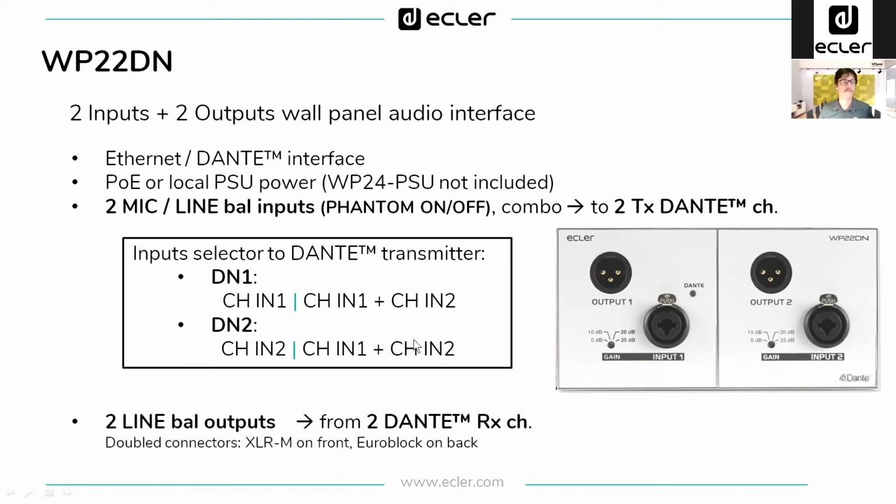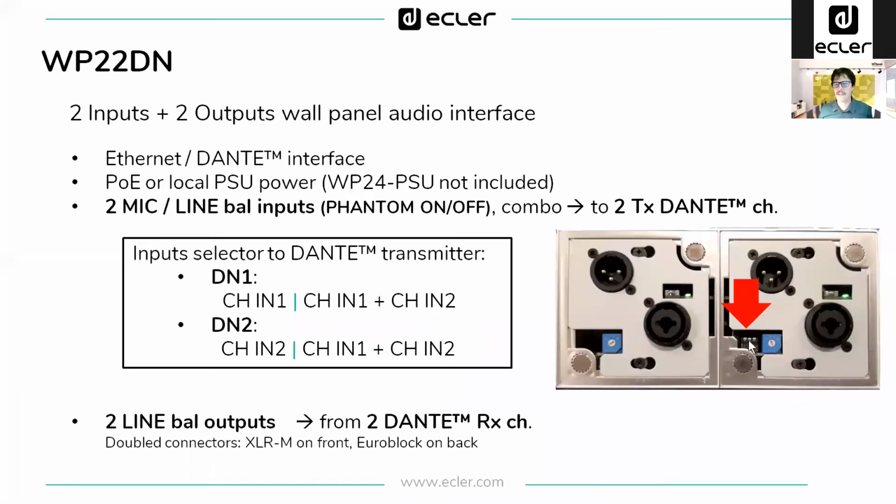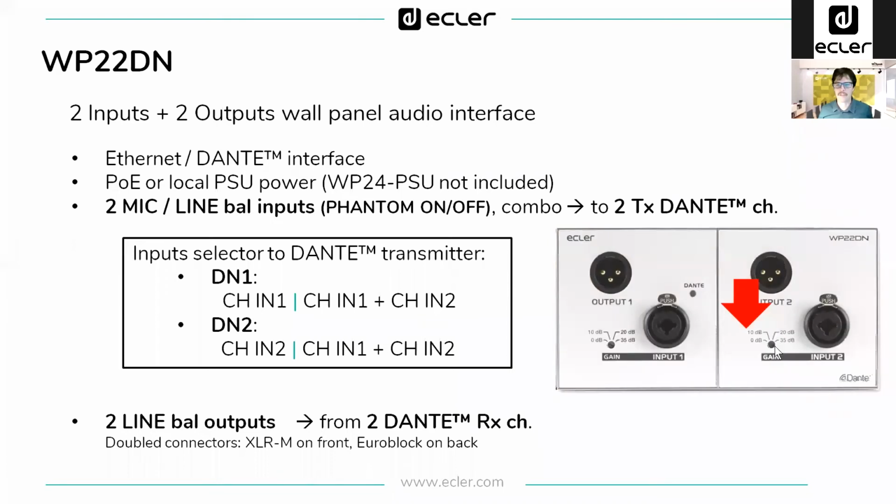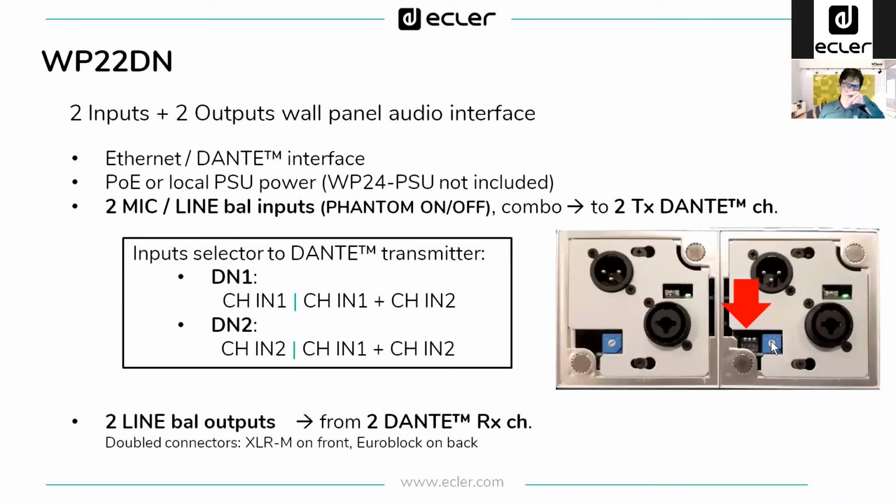How do we choose this? Because you remember this is not really an EclerNet device, but it's a Dante interface. How do we choose to send one thing or the other? Okay, if you take the panel in front of this wall panel, this metallic plate, you will see you have the switches and you have the potentiometers to adjust also the sensitivity of the inputs. Okay, so this is it.